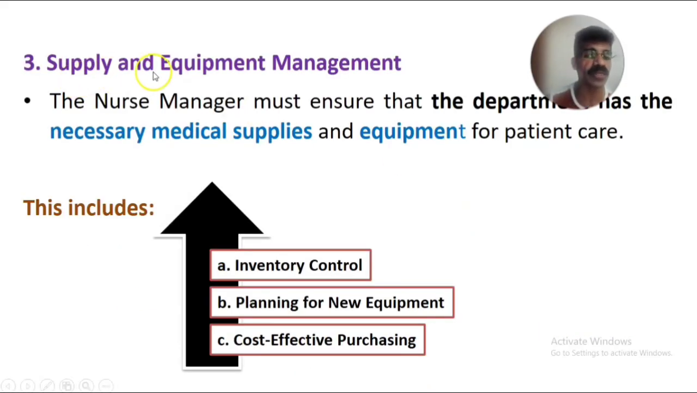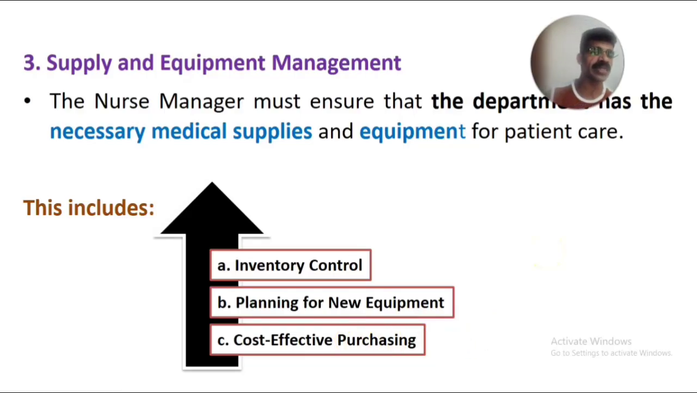The third responsibility is supply and equipment management in the nursing ward. The nurse manager must ensure that the department has the necessary or adequate medical supplies and related equipment for quality patient care, which includes inventory control, planning for new equipment and cost-effective purchasing.